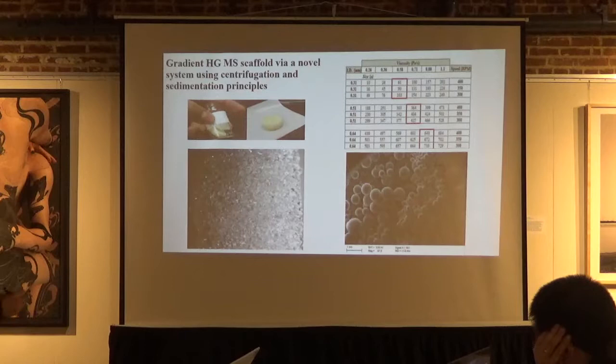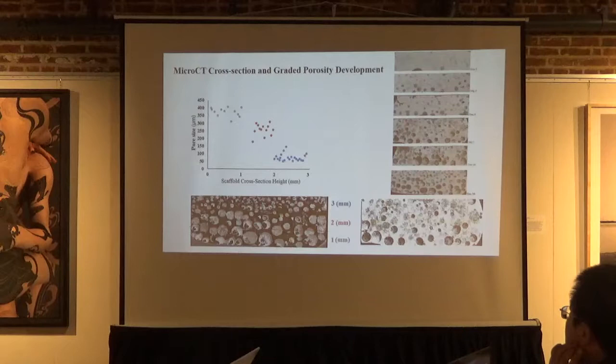And lastly, as this scaffold went through degradation, as you can see, this is the cross section of this scaffold after 15 days. And as you can see, there are three layers, and it's a gradient change going from larger size pores to smaller size pores.